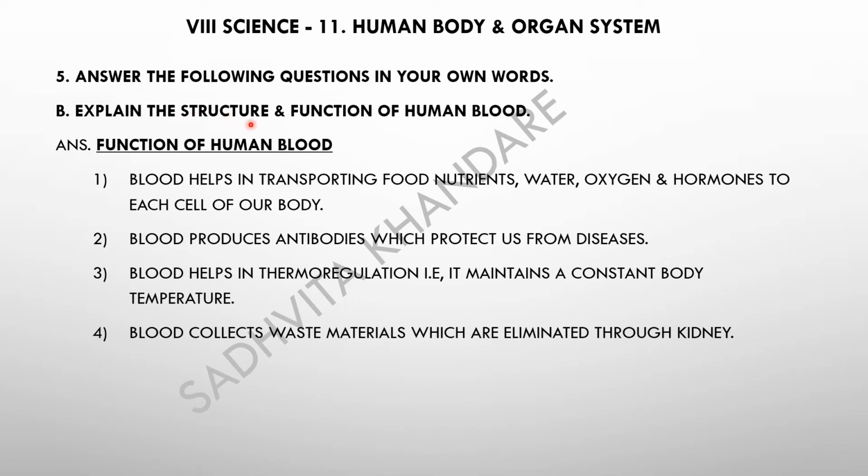Earlier we saw the structure of blood and now we are seeing the function of blood. Same question continues. Blood helps in transporting food, nutrients, water, oxygen and hormones to each cell of our body. Blood produces antibodies which protect us from diseases. Blood helps in thermoregulation. That is, it maintains a constant body temperature. Blood collects waste materials which are eliminated through kidney. Thermoregulation means children, our body maintains a fixed temperature.